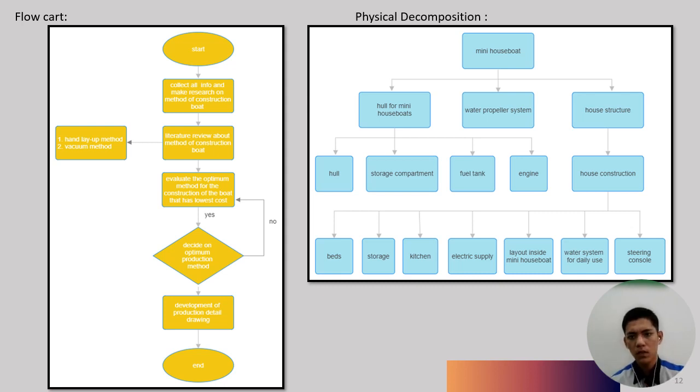So this is the physical decomposition. This is our mini houseboat, and for the hull we divided it into three sections: hull for the main houseboat, water propulsion system, and house structure. As you can see, hull, storage compartment, fuel tank, engine, and hull for main houseboat. After that, house construction, bed, storage, kitchen, electric supply inside the main houseboat, water system for the windows, and steering console.